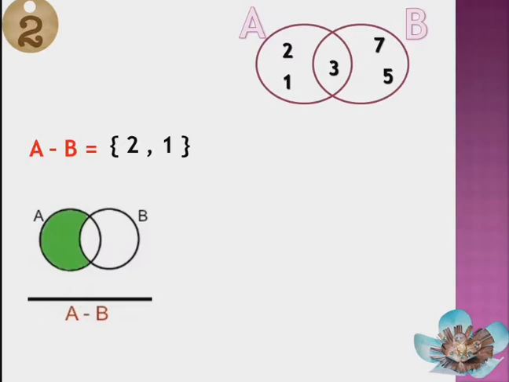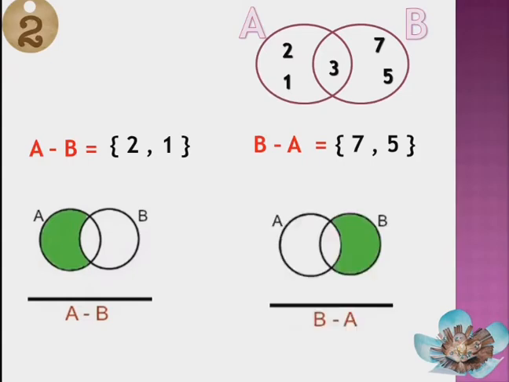The second question is B difference A. B difference A means hide A. If you hide A, you will hide all the elements of A, which are 1, 2, and 3. So the left elements are 7 and 5. Okay, and the green area represents B difference A.